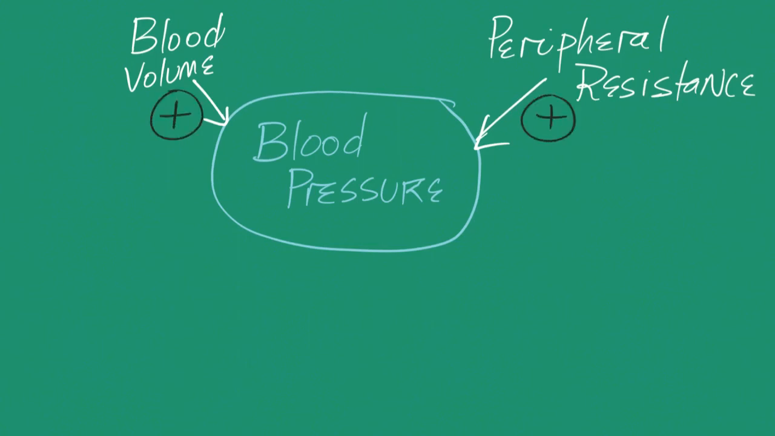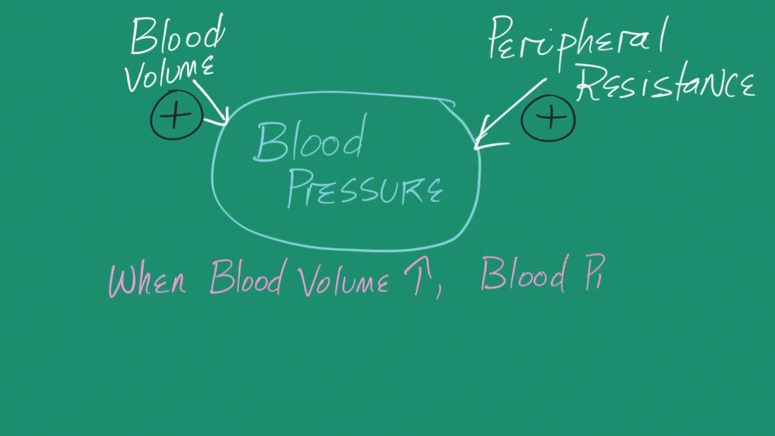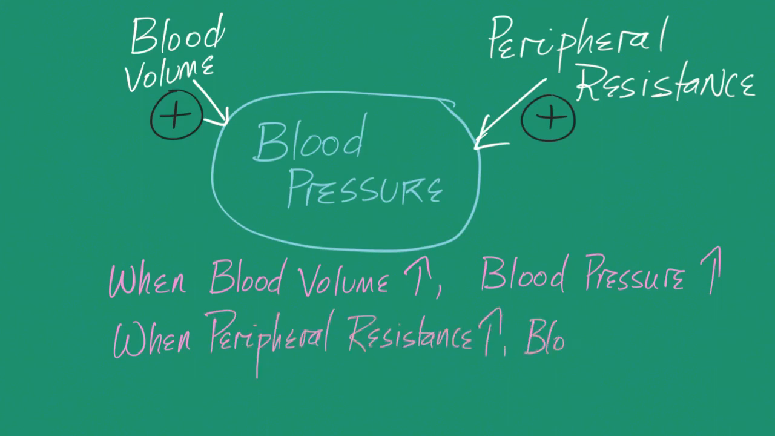The only reason we call it peripheral resistance is because we're dealing with blood vessels that are periphery to the heart. So when blood volume increases, blood pressure increases as well. When peripheral resistance increases, blood pressure increases as well.